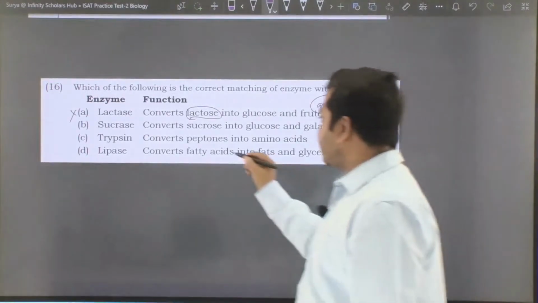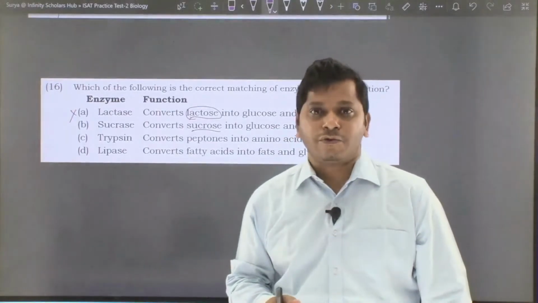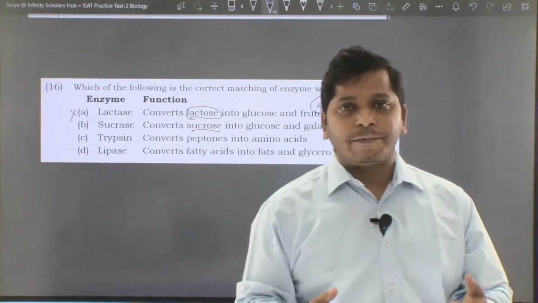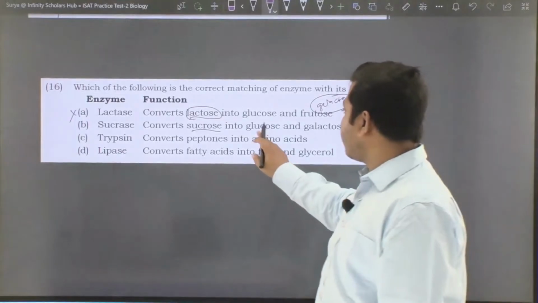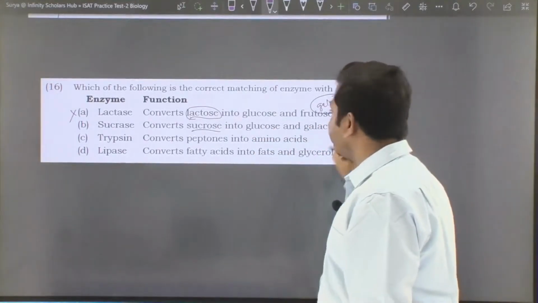Again, as I said, sucrose is a mixture of what? Glucose and fructose. Sucrose is the sugar that we consume, and it's a mixture of glucose and fructose. So here it is also wrong.